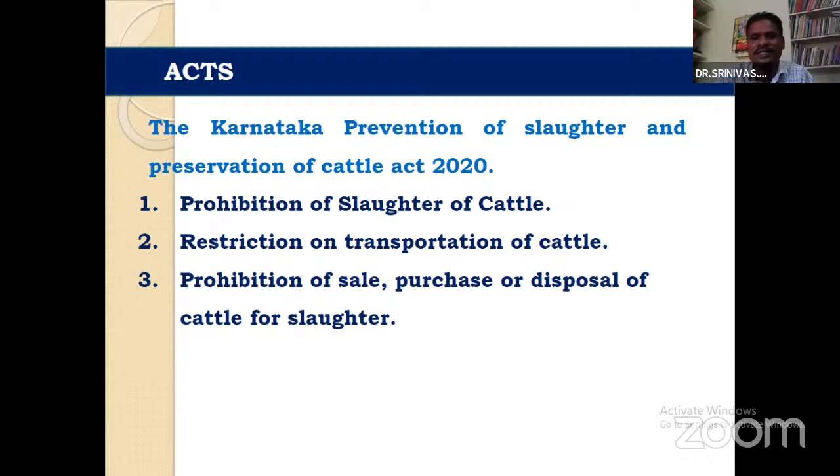I need some suggestions from you people also. You can think about how we can maintain our breeds and also increase milk production in India, so that all the public will get the required milk quantity.